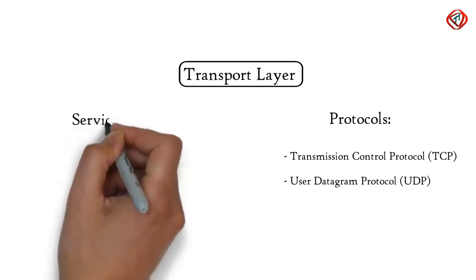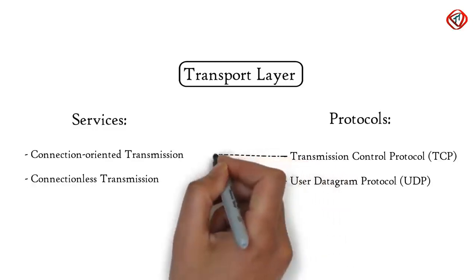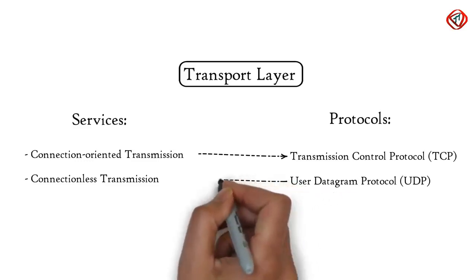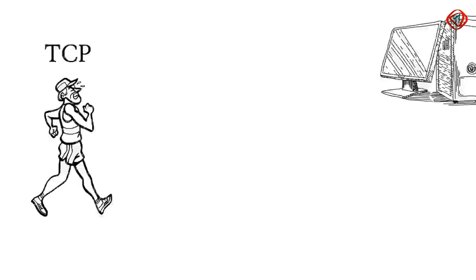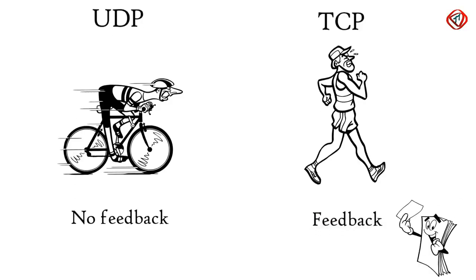Transport layer performs two types of services: connection-oriented transmission and connectionless transmission. Connection-oriented transmission is done via TCP, while connectionless transmission is done via UDP. UDP is faster than TCP because it does not provide any feedback whether data was really delivered, whereas TCP provides feedback. Therefore, lost data can be retransmitted in TCP.